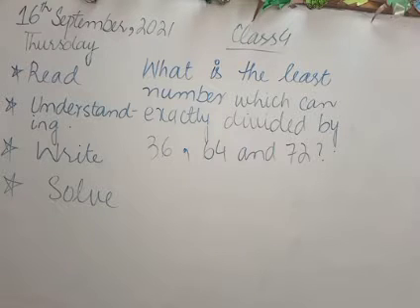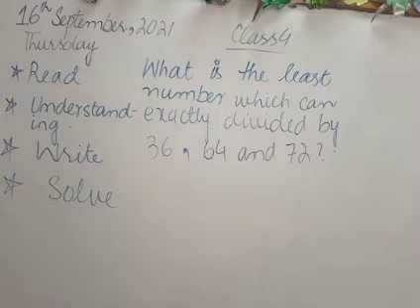So first we have the word problem, and now I'm going to read the first instruction part. What is the least number which can be exactly divided by 36, 64 and 72? Fine. Now, class, we have done the first instruction, that is read.